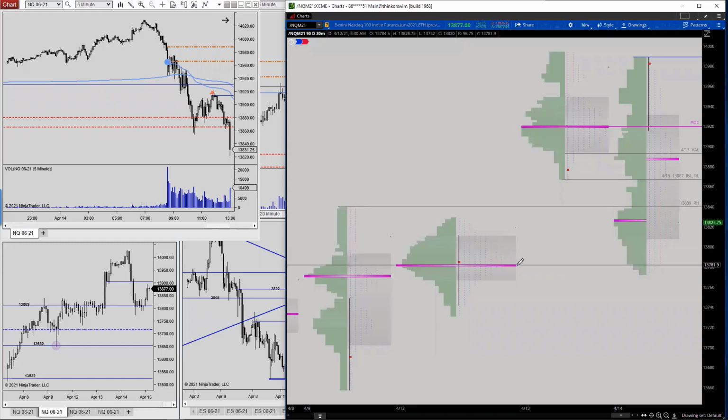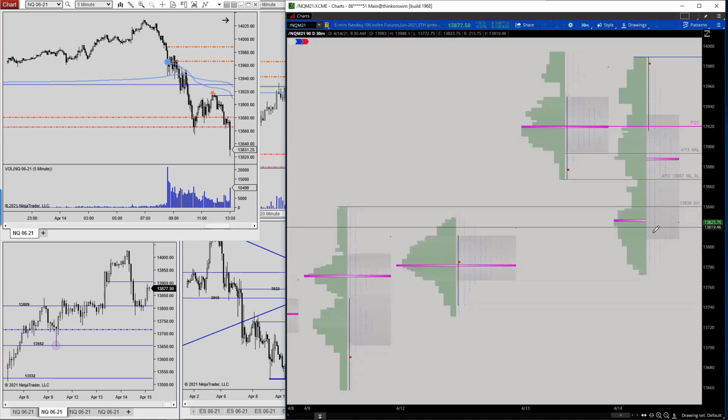I'm looking at, okay, we've got the point of control. I'm looking for some confluence. It happens to be the point of control here is 13,870. And look at this, I call it like a double point of control. The point of control from the day before was 13,769. You see what I'm saying? So I'm like, okay, I've got 2 points of control.